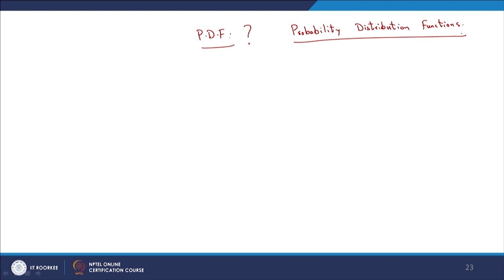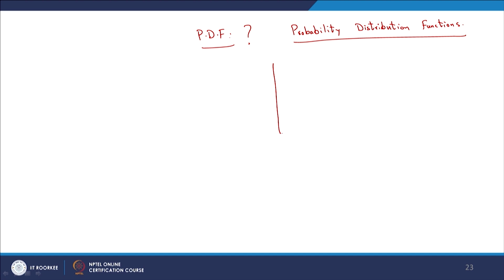So in here we are going to come up with probability distribution functions. So what are they about? I guess it's slightly self-explanatory. It's the probability distribution functions. As the name indicates, it's a distribution of the probability.